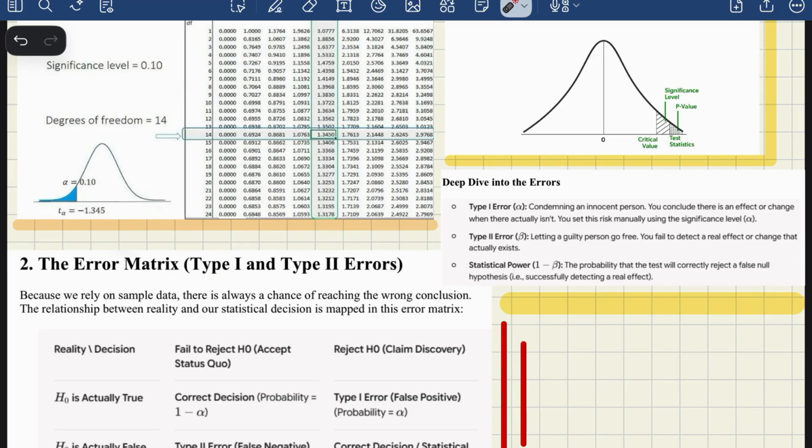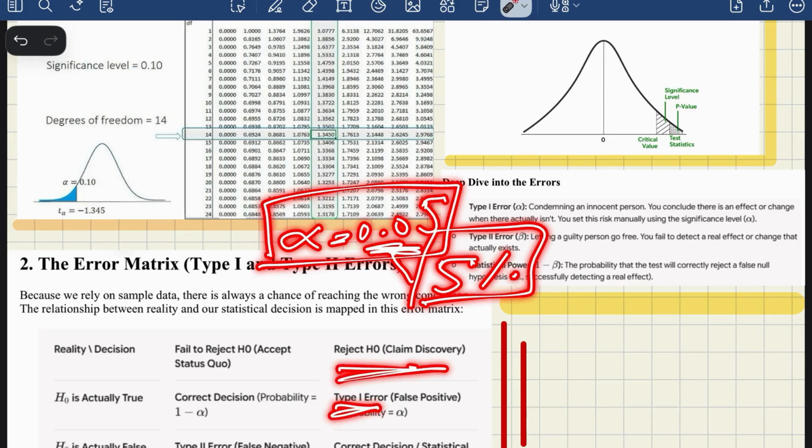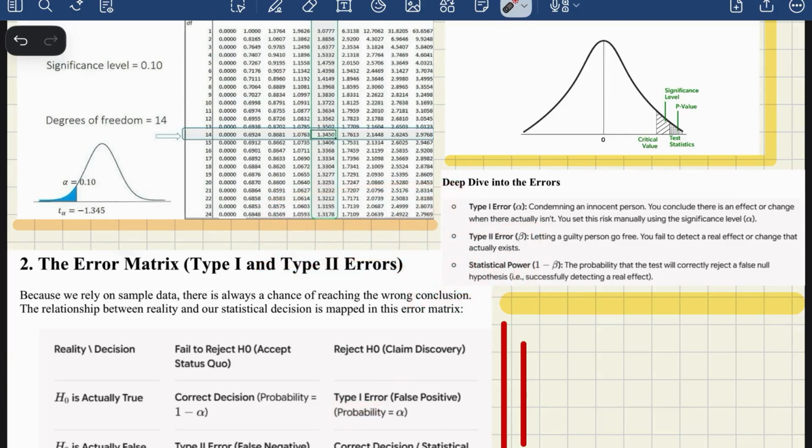When you are choosing a significance level, like 0.05 for a numerical problem, you are explicitly saying that I am willing to accept a 5% risk of committing the type 1 error. So you are mentioning that I am accepting the 5% risk.